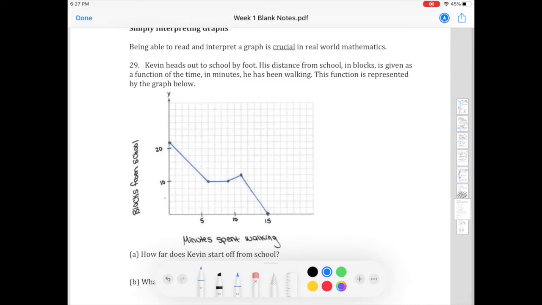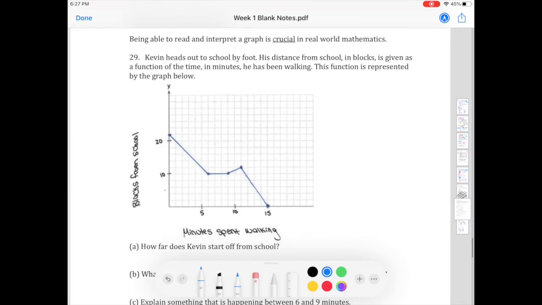It says Kevin heads out to school by foot. His distance from school in blocks is given as a function of the time in minutes he has been walking. This function is represented by the graph below. So just some graph facts. This is always going to be your x-axis, and this is always going to be your y-axis. Y to the sky, it's the one that points up.